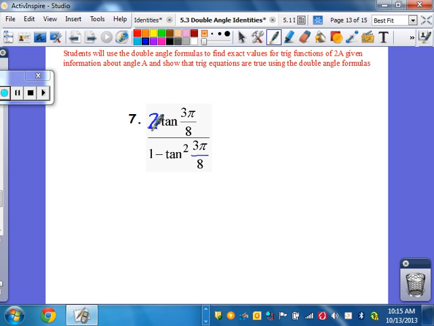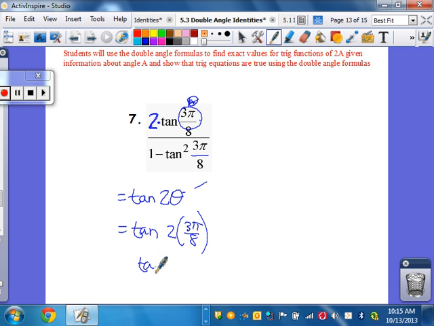As long as the 2 is there, it takes the tangent double angle look. And as long as you have that, what is my A, or theta? Maybe I should say theta. The 3 pi over 8 can go in there. So I'm going to go tangent of 2 times 3 pi over 8. That's like saying tangent of 6 pi over 8, which is tangent of 3 pi over 4.